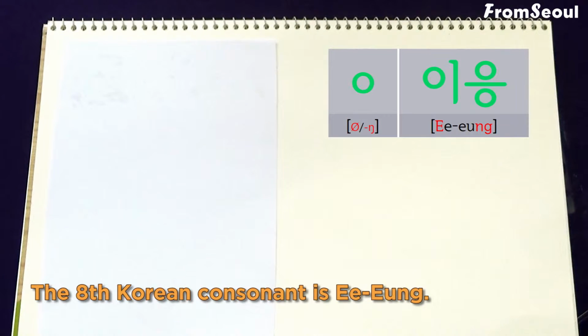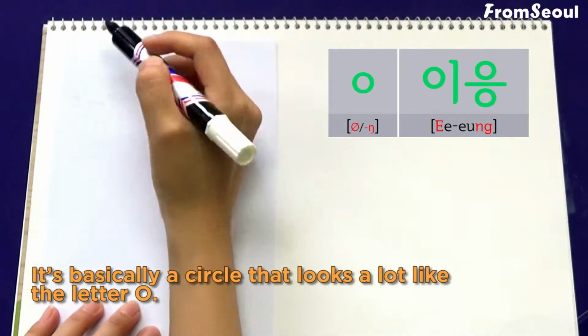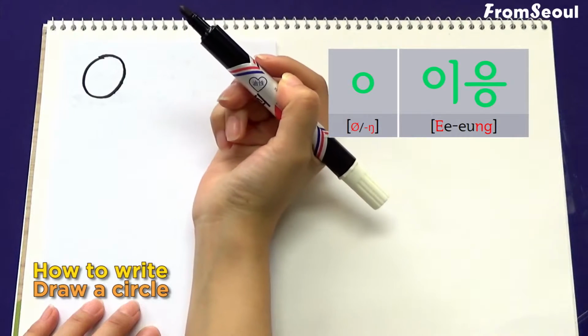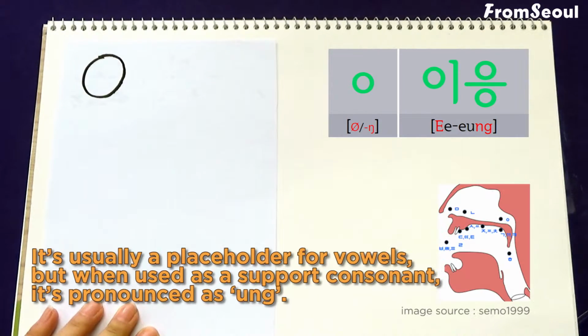The eighth consonant is ian. Ian is basically just a circle. It's a lot like the letter O in the alphabet. There's no specific pronunciation for it. It's more like a placeholder for vowels such as a, e, i, o, u. But if you put it as a support letter underneath, you would pronounce it as I.